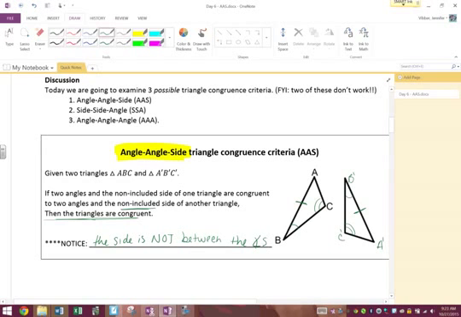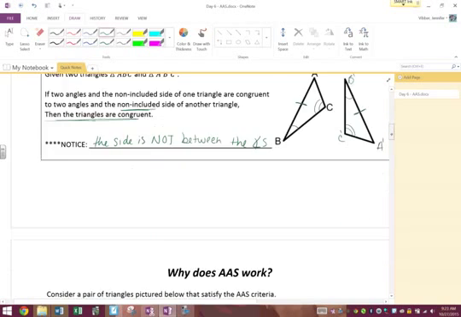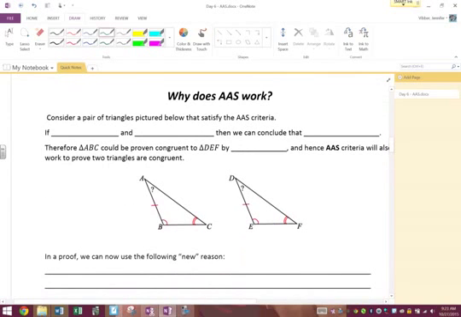So all that means is now when we do a triangle proof, if we end up with this figure where we have two angles and the non-included side, that's good enough to say that the triangles are congruent. Now, why does that one work?